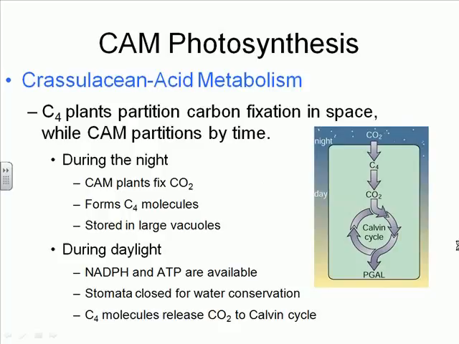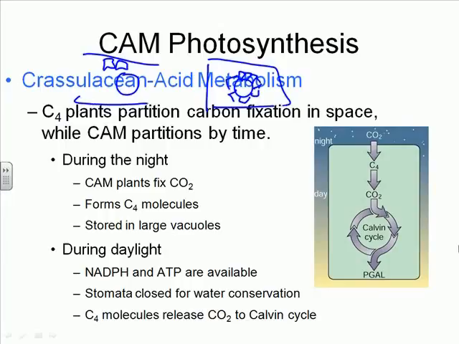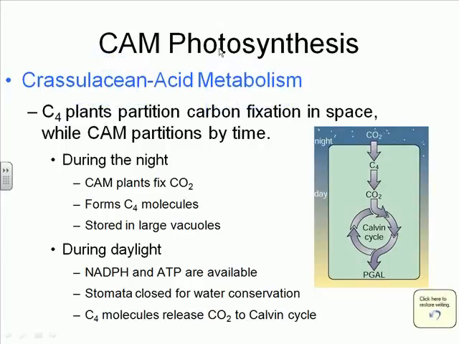So here's what we have different. We have plain old C3, vein, mesophyll cells. We have C4, vein, everybody huddled around the vein. And then we have CAM, which says, you know, the arrangement is not as important to me as the time of day in which I try to do these processes. Because in the daytime, when the sun is out, it is very, very hot.